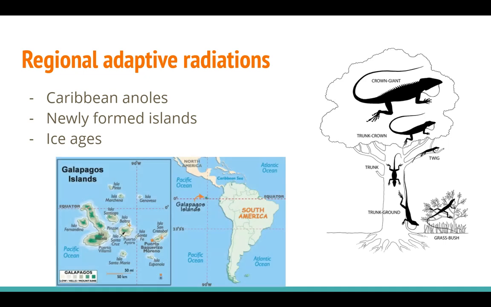Ice ages can also cause adaptive radiations to happen, because an ice age will often wipe out whatever species lived there before. And as the glaciers recede after a few thousand years, there's a clean slate. There are all these new habitats that open up and new species can move in and colonize those areas. So this is on the smaller scale, but this has happened over the entire planet over the course of Earth's history as well.